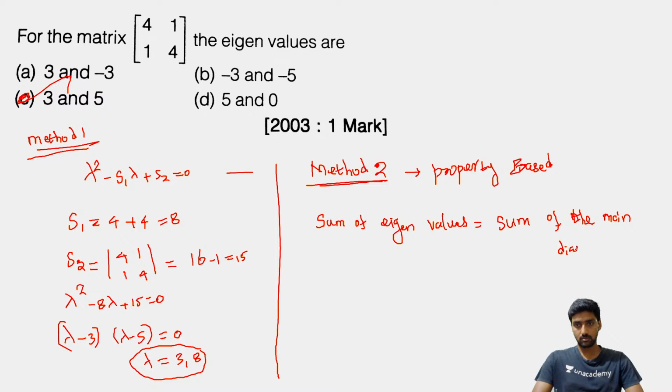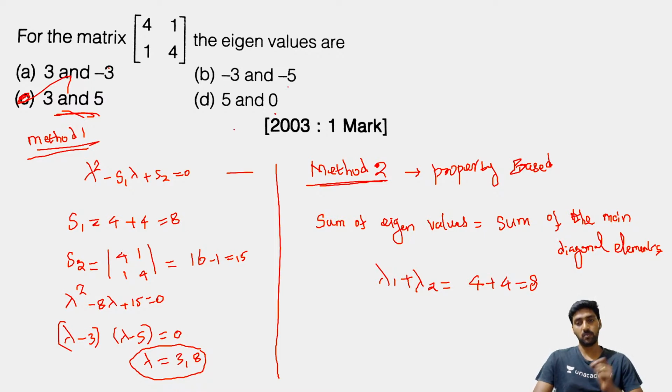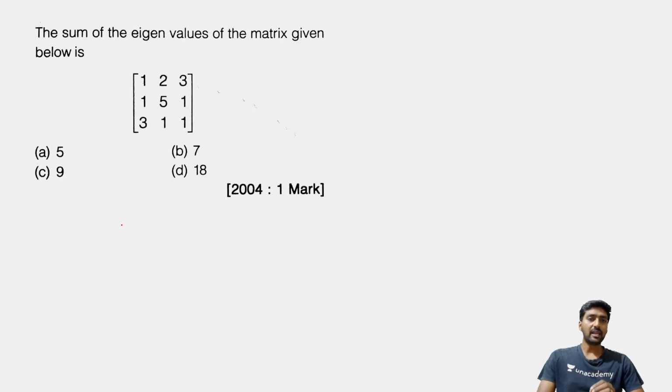Sum of the main diagonal elements. It's a GATE 2003 question. Sum of the eigenvalues we require. So what will be lambda 1 plus lambda 2? It's equal to the sum of the main diagonal elements, 4 plus 4, equal to 8. So only option C gives the sum of the two eigenvalues equal to 8. The other options give 0, minus 8 plus 5. So plus 8 is option C, right?